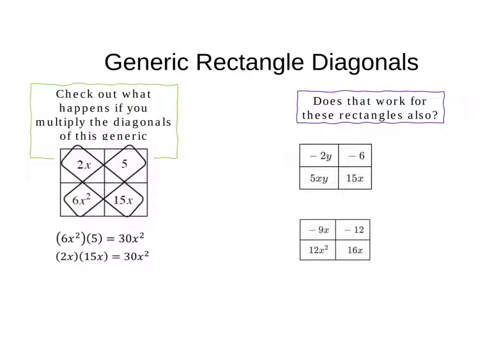Check out what happens when you multiply the diagonals. That is, this way and this way. What is 6x squared times 5x? Well, if you said 30x squared, you either read ahead or you're quick with your multiplication. What is 2x times 15x? Again, it's 30x squared. Generic rectangles, if done properly, always have the same product diagonally. Let's take a look if it works for these others here.